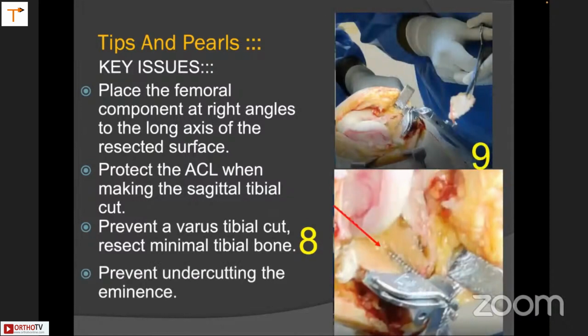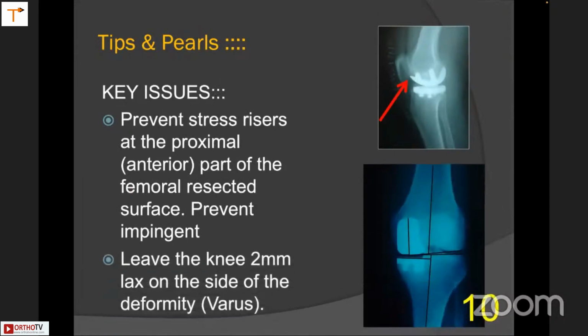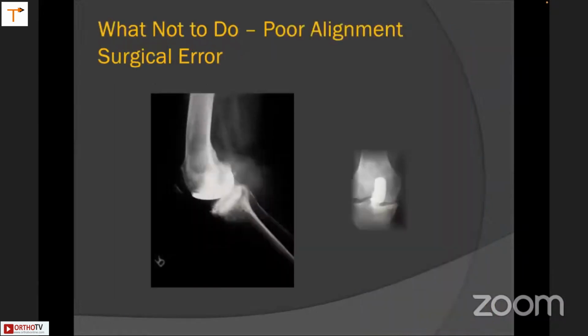Some of the newer designs actually have screws that prevent your sagittal saw from going through. This is a very new introduction in this new Persona partial knee system. You also need to prevent the stress rise at the proximal part of the femoral surface, and this will prevent impingement with the patella. You need to leave the knee in 2 millimeters of laxity on the varus side. This aligns with the philosophy of undercorrecting and reproducing the pre-arthritic anatomy of the knee joint.